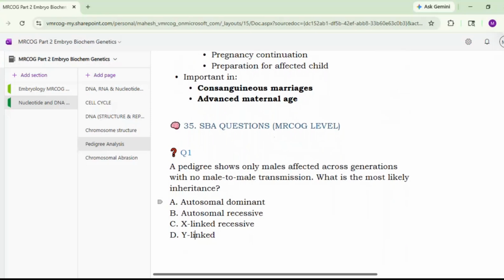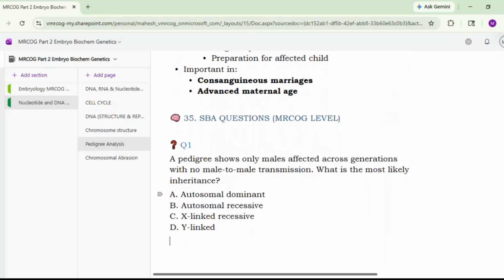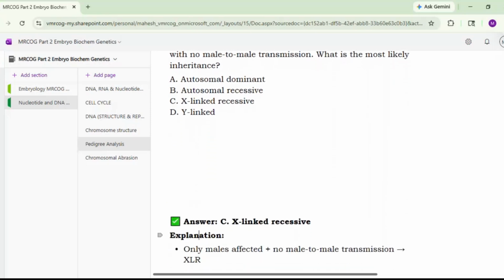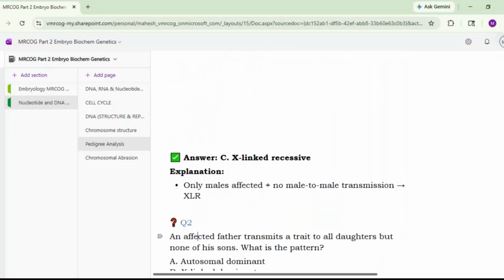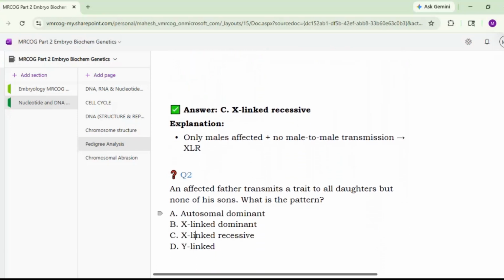Autosomal recessive, sir. Male to male transmission. A male to male transmission is not there. Only males are affected across generations with no male to male transmission. X-linked recessive. No male to male transmission, only males are affected. So, X-linked recessive. So this is very common, no? Only males are affected, no male to male transmission.